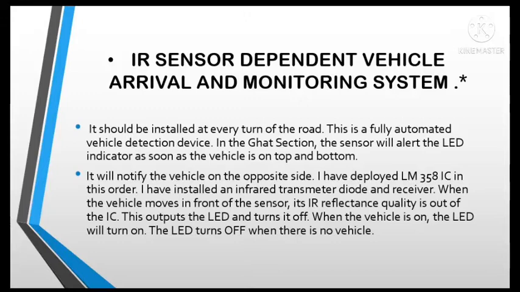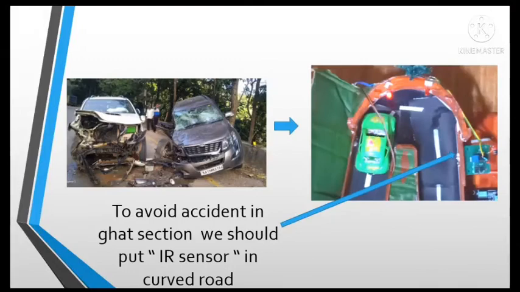I have used the LM358 IC in this circuit. I have installed an infrared transmitter diode and receiver. When the vehicle moves in front of the sensor, its IR reflectance changes the output of the IC. This output affects the LED and turns it off. When the vehicle is not there, the LED will turn on. The LED indicates that there is no vehicle on the road.